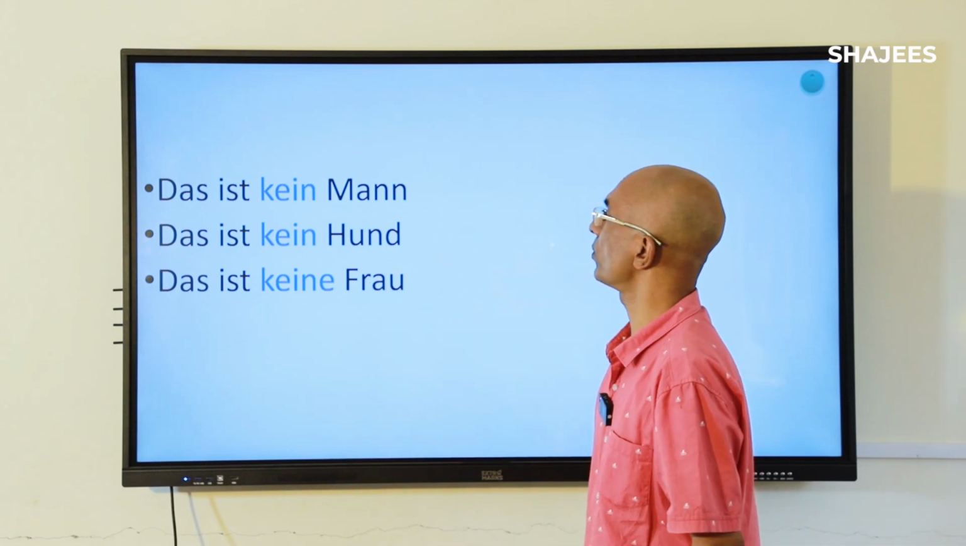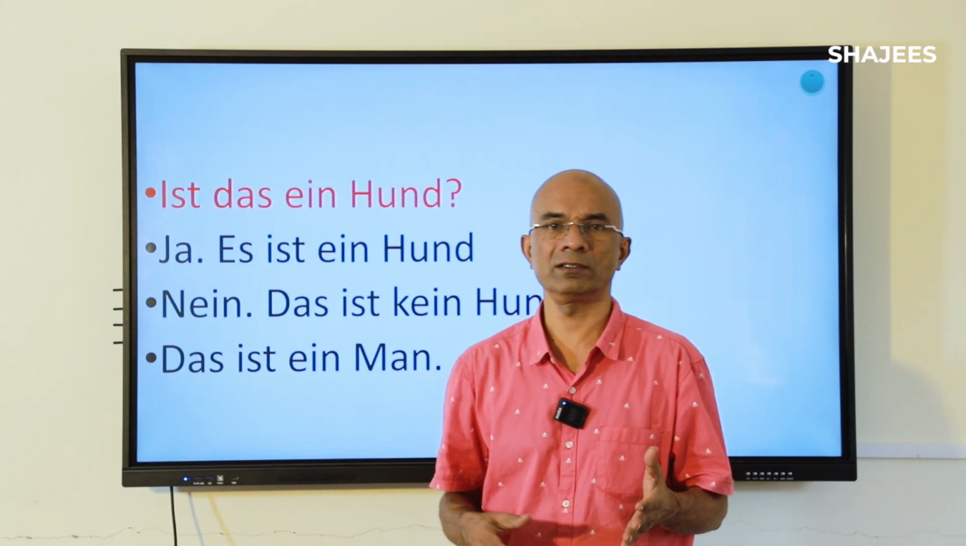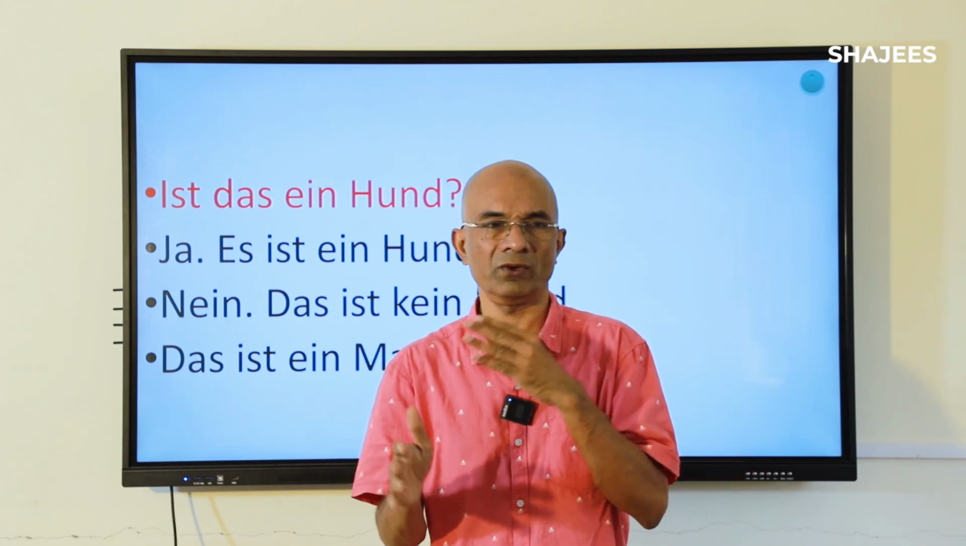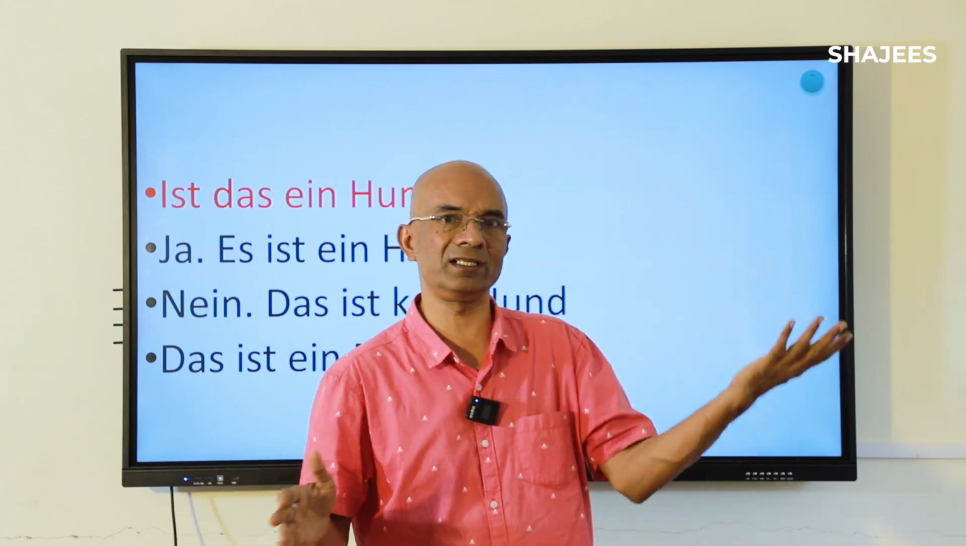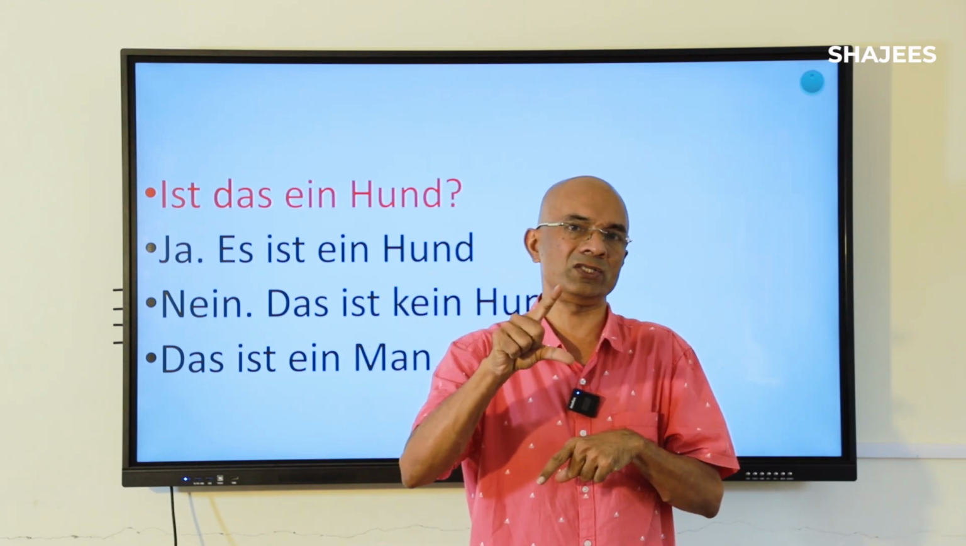So we can ask some more questions also. We can ask something like: is that a dog? Is that a man? Is that a boy? Is that a girl? You can ask questions, and then we have both nein and ja together.